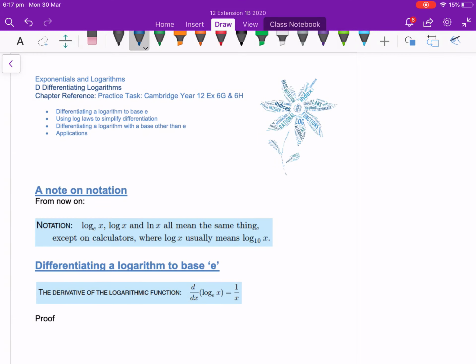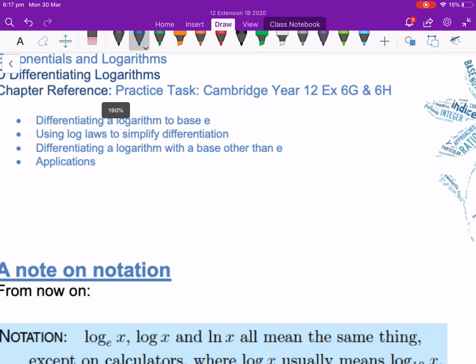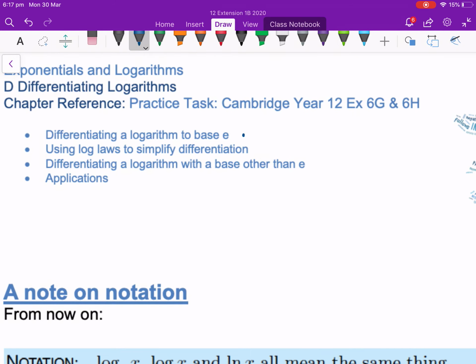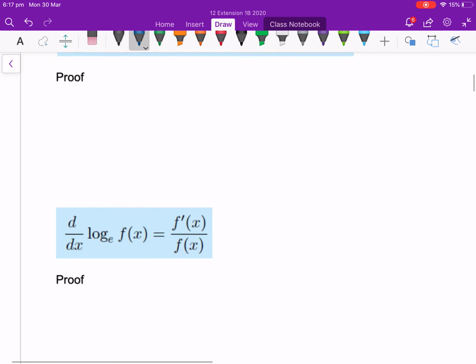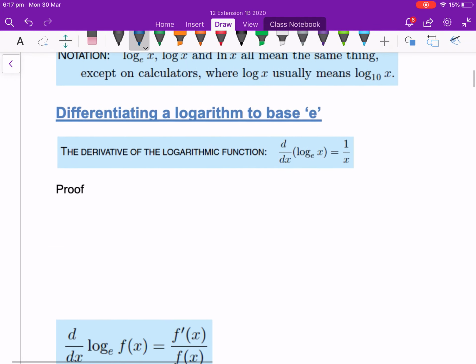Right, so this is the introduction to differentiating logarithms. A few different topics we're going to look at here. We're going to look at how we differentiate a logarithm to base e, using log laws to simplify differentiation, differentiating a logarithm with a base other than e, and then some application problems as well to round it out. But in this video, we're just going to look at the proof for how we differentiate a log to base e, and then a few worked examples as well to go with that.